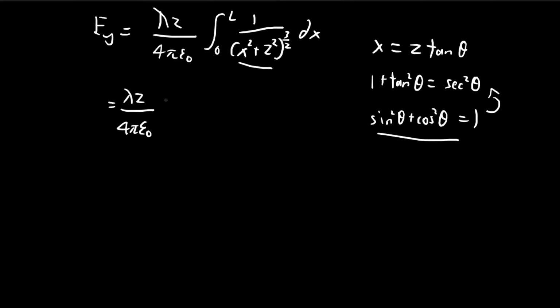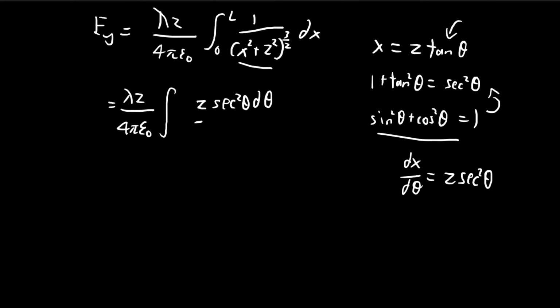So doing our substitution, what's dx going to be? dx is going to be equal to z secant squared theta d theta. In case you don't know, the derivative of tangent theta is secant squared theta. So for dx, we're going to change that to z secant squared theta d theta.